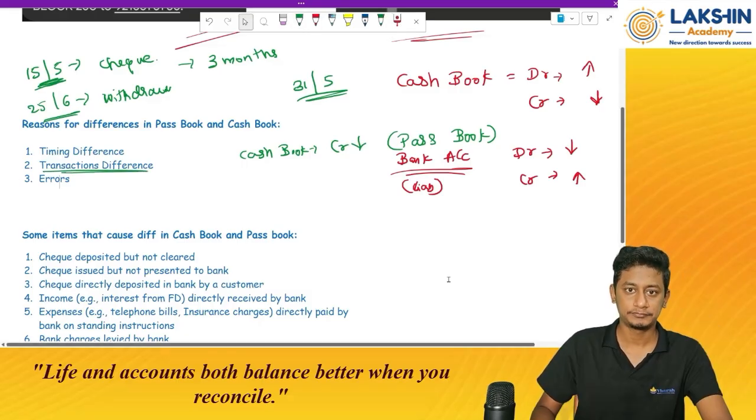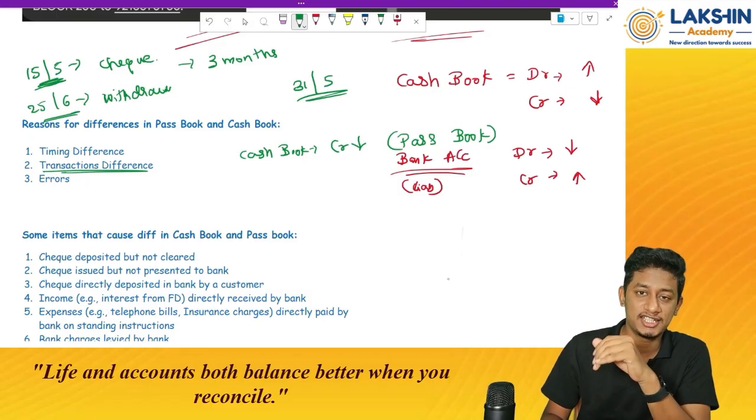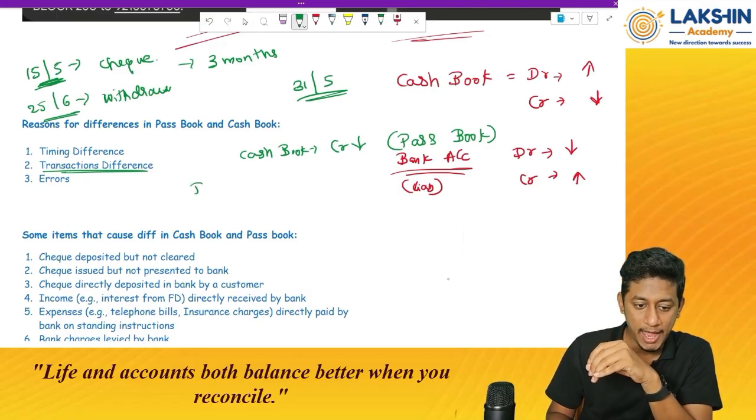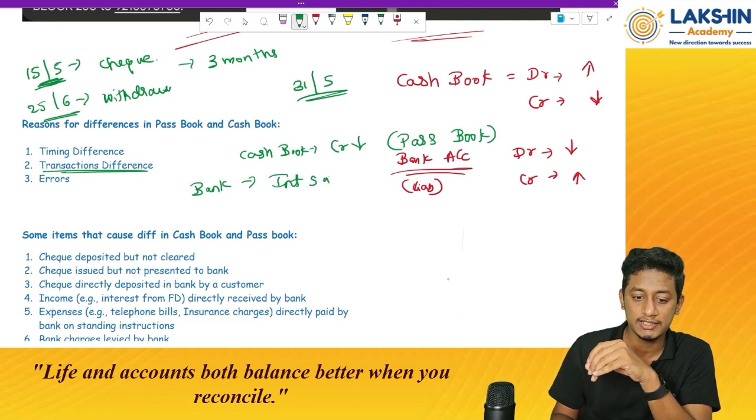Then, the transaction difference. Now what is the transaction difference error? Let us say the bank is paying me interest, interest on savings account.